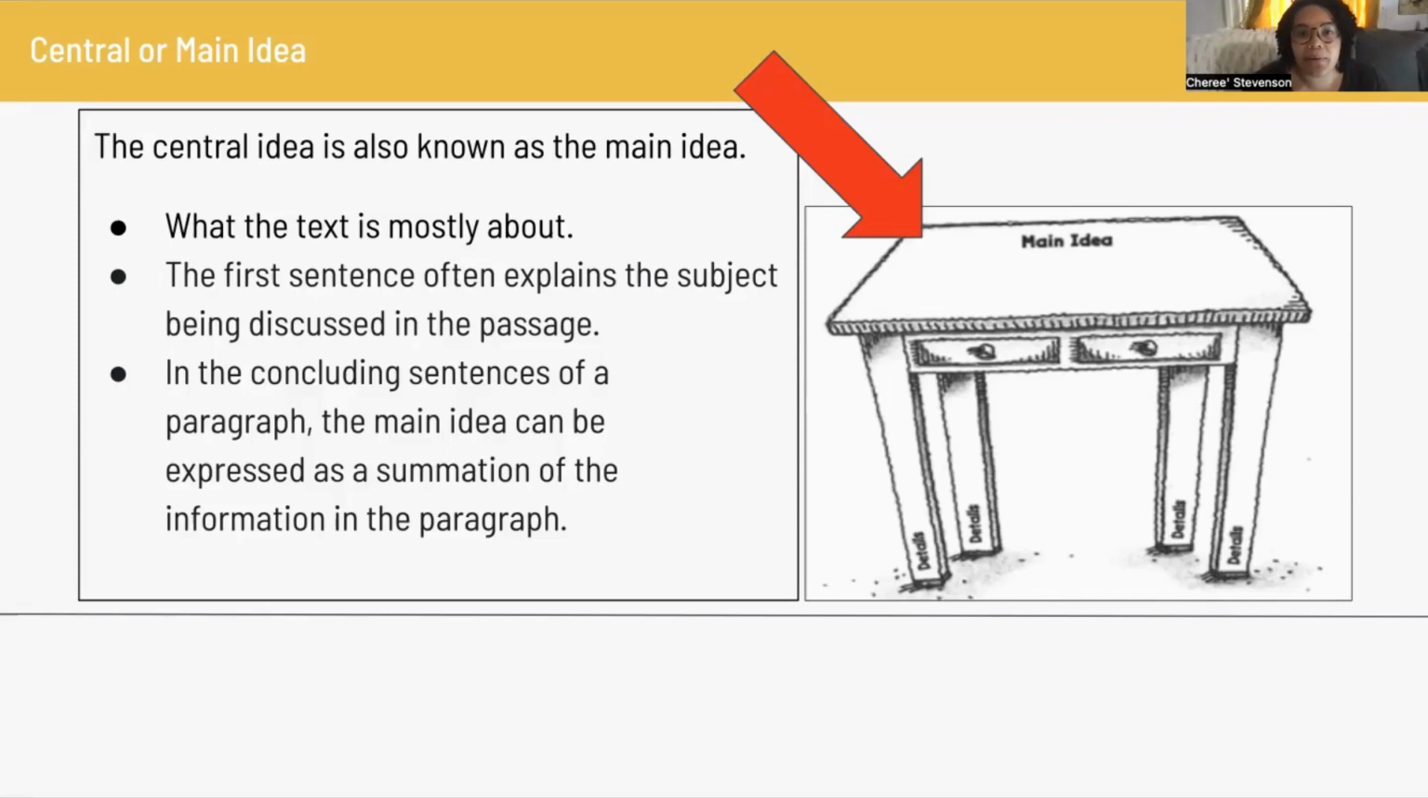One way to think about a main idea and a way to visualize it is to think of a table. The main idea or central idea will be the top of the table. That's why we have the red arrow pointing to the top. That is basically what the passage is about. That's where we're going to put all of our information. That's where we want to find out. That's the main part of the table. We want to find out what that main idea is.